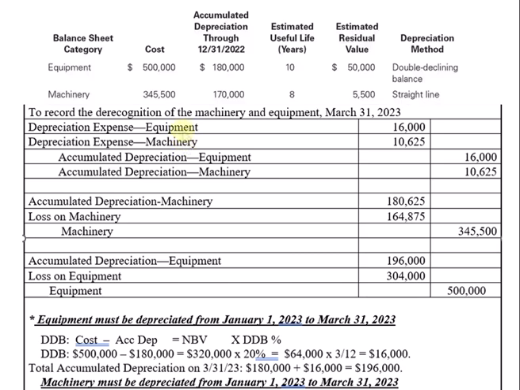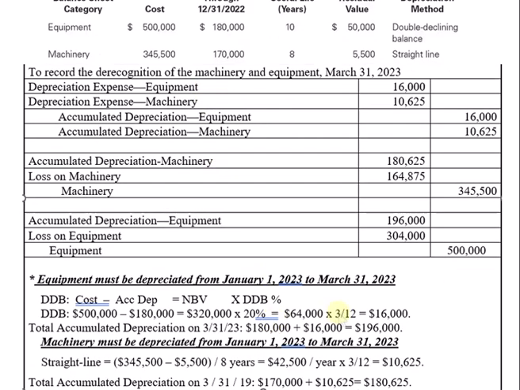10,625. Oh, I'm sorry, we've got to take the depreciation expense on the equipment and the machinery separately. So there's the 16,000, and then we do the same type of calculation for the 10,000. I was trying to get through the next part here, but we've got to record depreciation for 1/4 of the year for both the machinery and equipment.